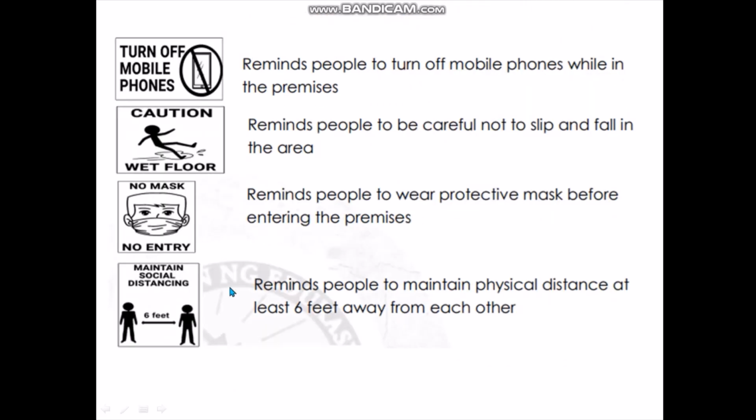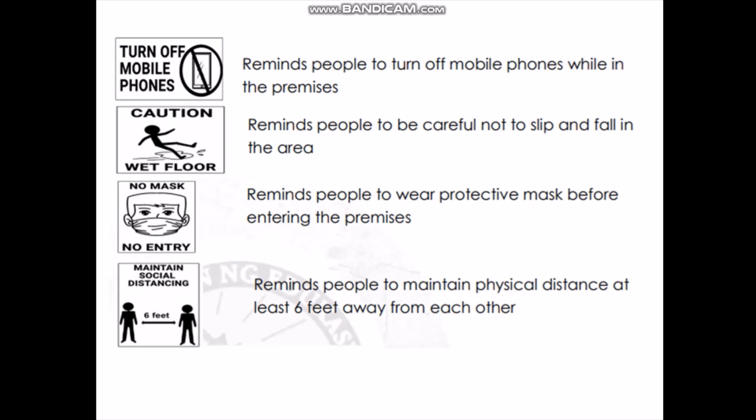Next, turn off mobile phones. It reminds people to turn off mobile phones while in the premises. Actually, we can see this turn off mobile phones, especially at the gas stations. Next, caution. Wet floor. It reminds people to be careful not to slip and fall in the area.